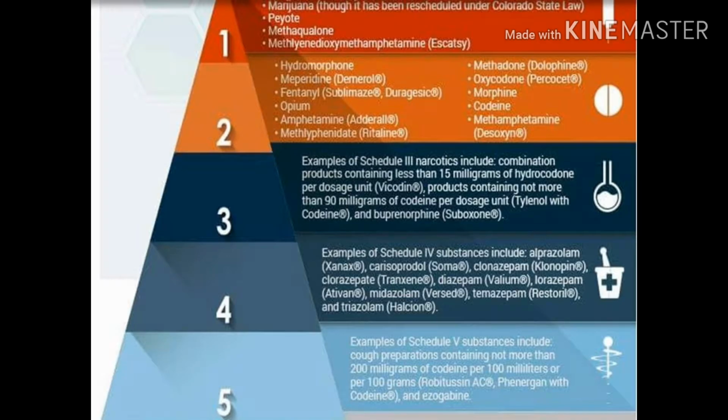Take the examples of all 5 schedules. Schedule 1 example is marijuana, cannabinoids. Schedule 2 example is phenyl opium and amphetamine. Schedule 3 example is Tylenol. Schedule 4 example is alprazolam and Schedule 5 example is cough preparations including Robitussin, Phenergan, etc.